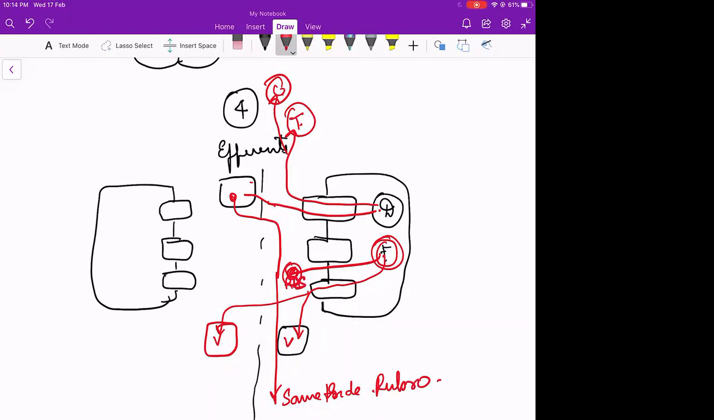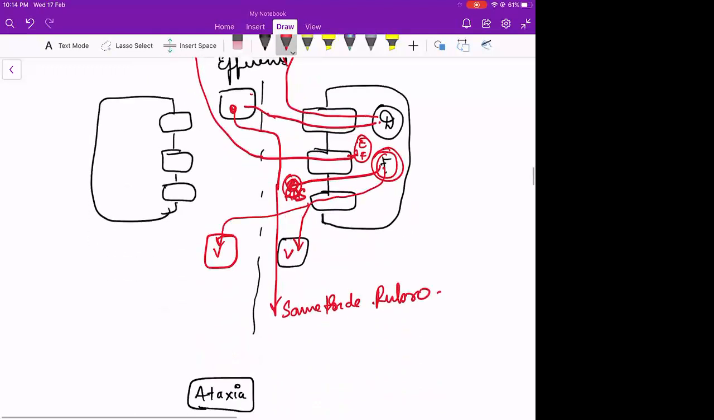And the globose and emboliform nuclei, both of which are called the interpositus nucleus, will supply fibers to the thalamus also. These are the 4 efferents.